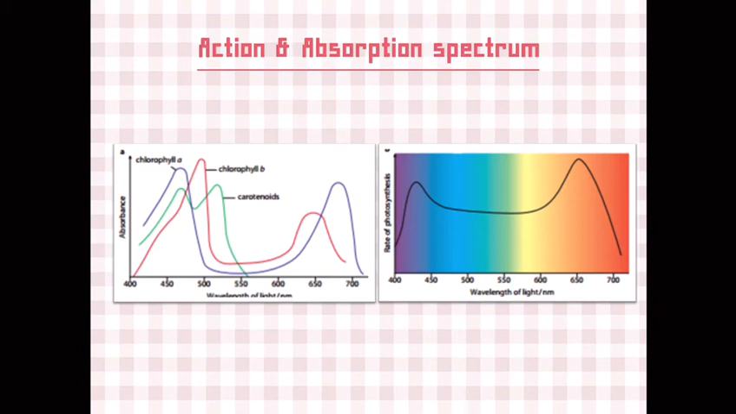Let's talk about the absorption spectrum first. This graph is for the absorption of different wavelengths of light by pigments. As you can see in this graph, chlorophyll A and B absorb blue and red light, but carotenoids absorb violet and blue-green light. The action spectrum is for the rate of photosynthesis at different wavelengths of light. It also shows the effectiveness of different wavelengths. The shorter the wavelength, the greater the energy it contains.